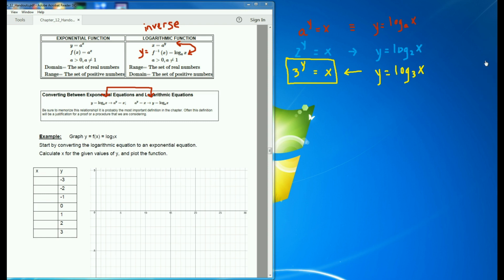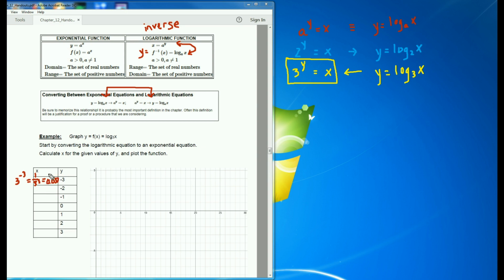So for example, for the first one, I picked y equals -3. Then I need to calculate x. Well, x is going to equal 3 to the y, so in other words, 3 to the -3. That's the same as 1 over 3 to the +3. So that's 1 over 3 cubed, which is 27. And if you calculate that on your calculator, you should get about 0.037.